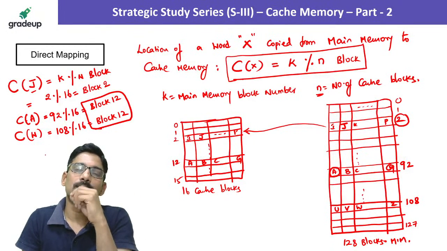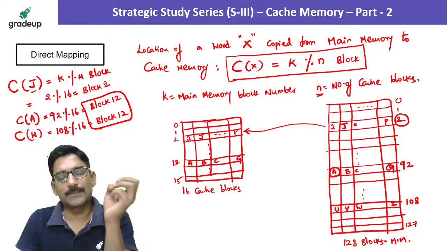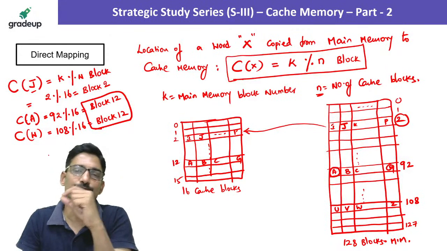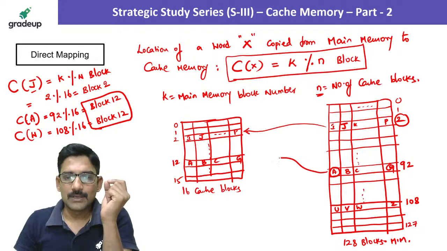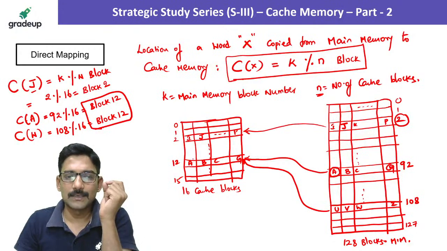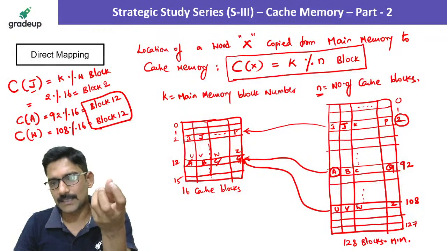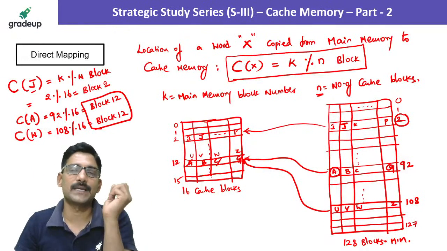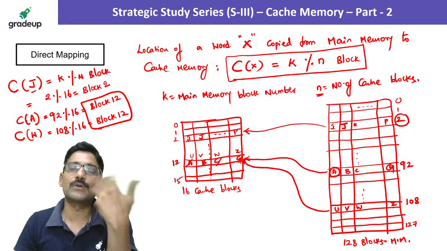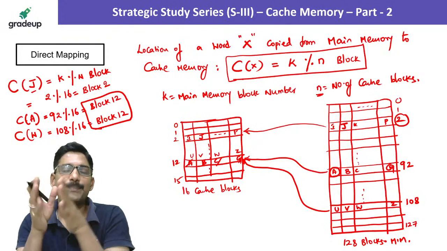See this. The A block should be in block 12. The W block also should be in block 12. So what happens? The W block replaces the A block. If you place the W block, you can't place the A block. If you place the A block, you can't place the W block, because both should be mapped to block 12 only.